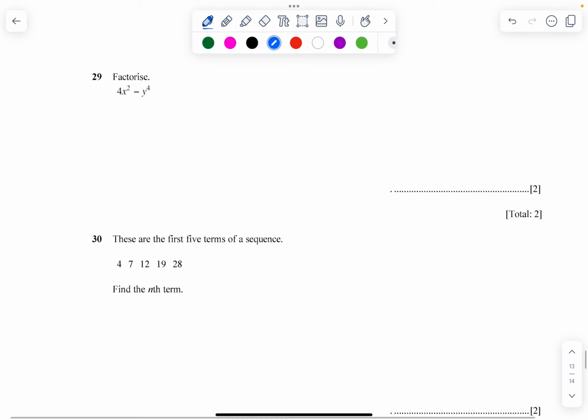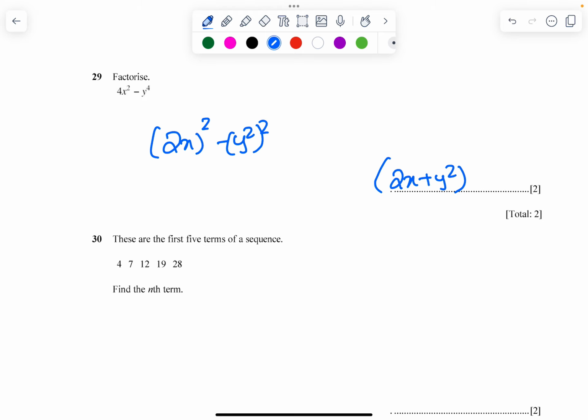Question number 29. It can be written as (2x) whole squared minus (y squared) whole squared. So it can be written as 2x plus y squared times 2x minus y squared.